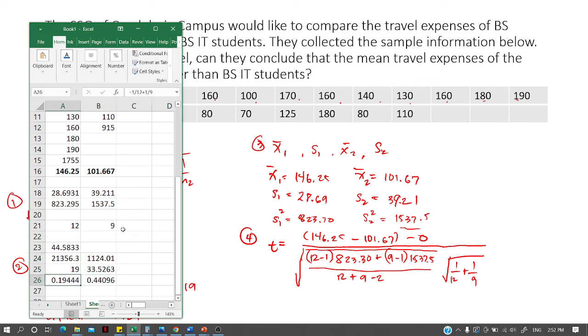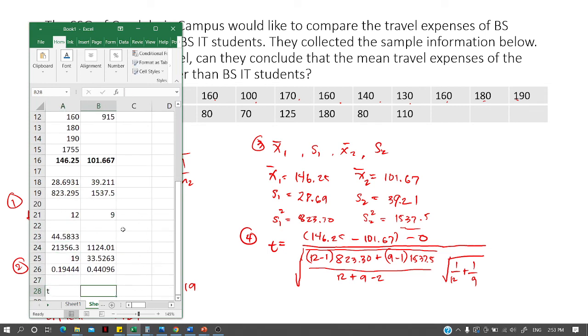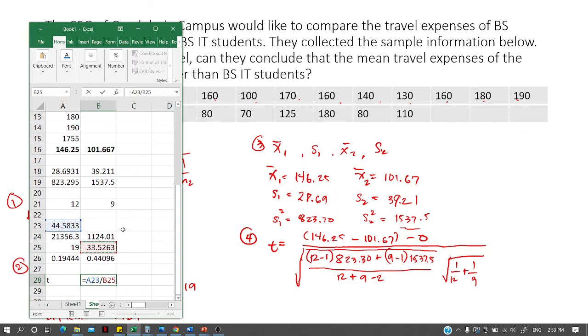So, para naman dun sa isa pang square root, we have here 1 divided by 12 plus 1 divided by 9. Same lang yan sa 1 over 12 plus 1 over 9. Then, kinuha natin yung square root. So, ang final na gagawin natin dito ay kukunin na lang natin mismo yung value ng t. Wherein yung t natin, that will be ito. Okay? Yung first na na-compute natin, yung difference, divide mo siya dito sa nakuha natin square root na isa. Okay? Mas okay kung makikita natin yung parenthesis.